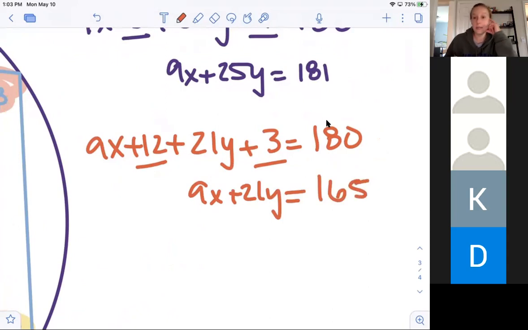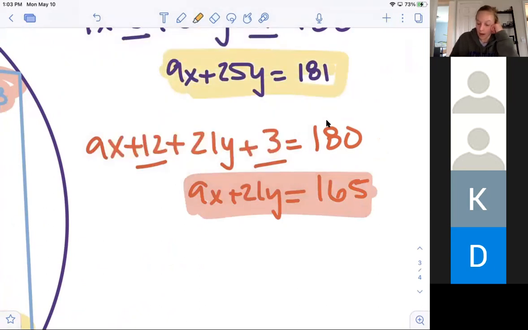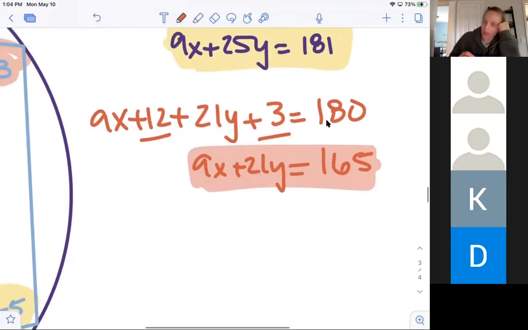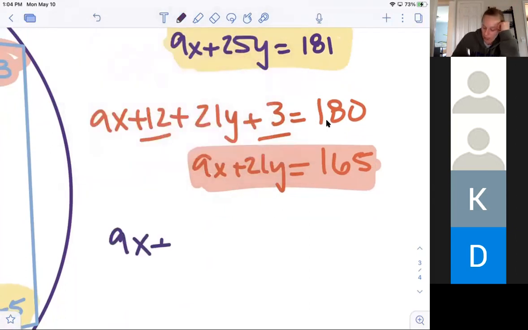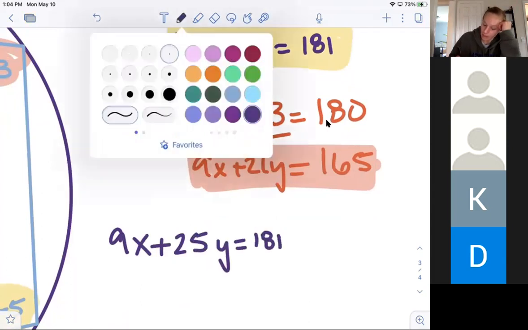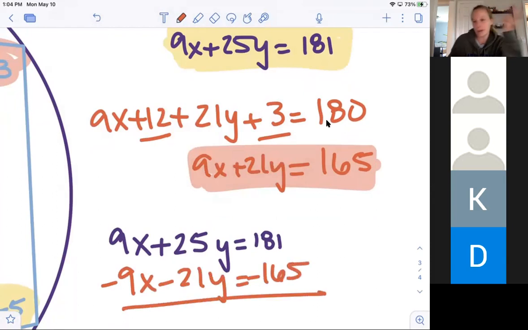This is actually the best case scenario because in my two equations, I've got 9x in both. I already have two terms that are the exact same. I just need one of them to be negative. So I'm going to make the second one all minuses, and I'm going to rewrite them together and eliminate. My first one I didn't change: 9x plus 25y equals 181. My other one, everything becomes minus. There's only 3 minuses, I got a little carried away.